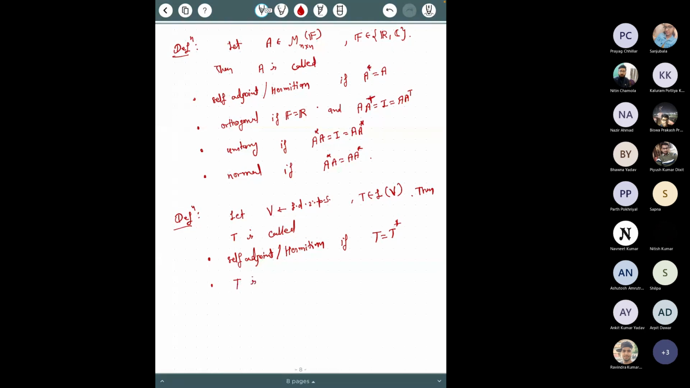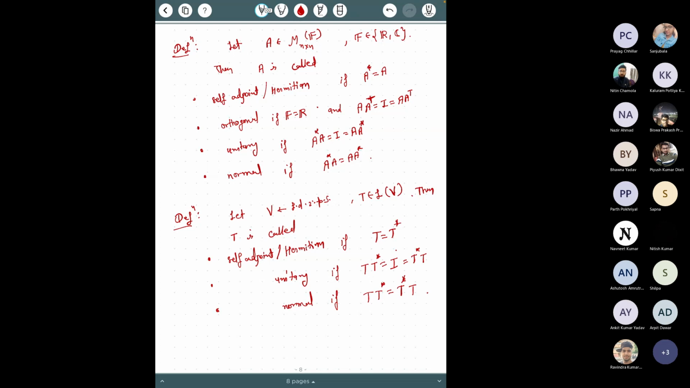It is called unitary if T star T is equal to T T star, which is equal to I. And it is called normal if T star T is equal to T T star. So T is called self-adjoint if the first is true, unitary if the second is true, and normal if the third is true. Okay, at least we can define them.